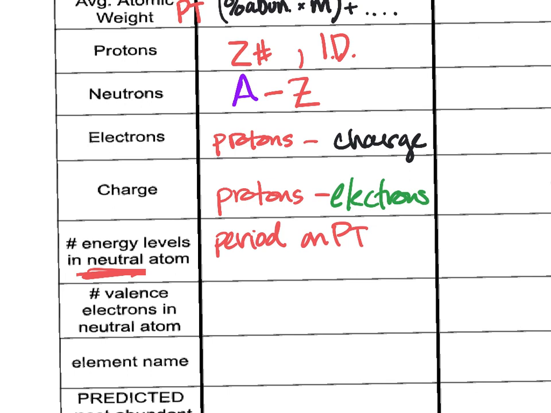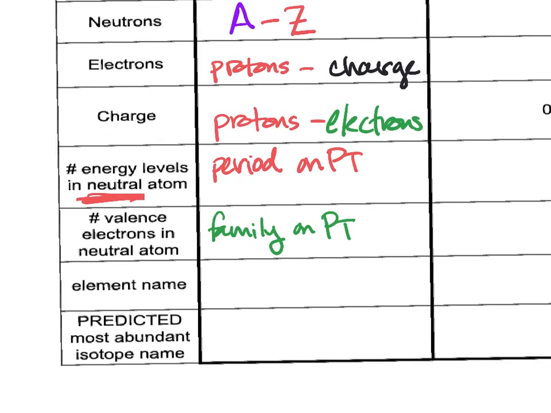Okay. How did we figure out the number of valence electrons? That's the column. That is the group or the family. And why do we call those columns families on the periodic table? They react similarly because they have the same number of valence electrons. I should say they behave similarly in regards to chemical changes, not necessarily nuclear changes. Okay.